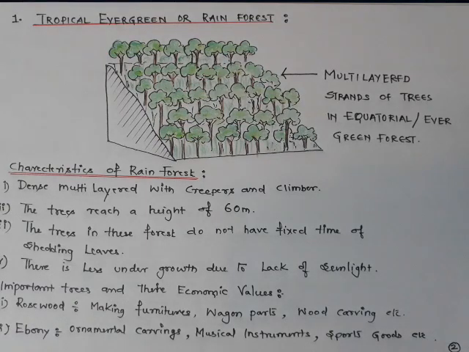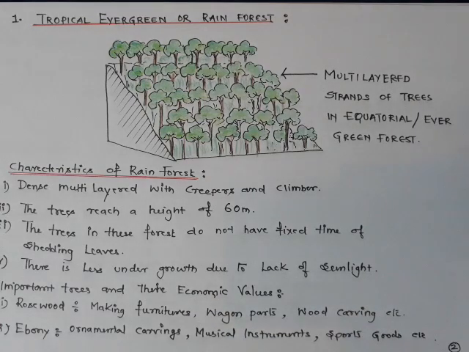About their characteristics, they are dense, multi-layered with creepers and climbers. The trees reach a height of 60 meters. The trees in these forests do not have fixed time of shedding leaves. There is less undergrowth due to lack of sunlight. These are the very important characteristics of evergreen forest. Please students, you bear this in mind. There can be a question in board examination asking you to list the characteristics of tropical evergreen forest.